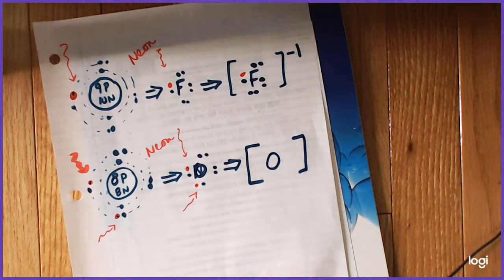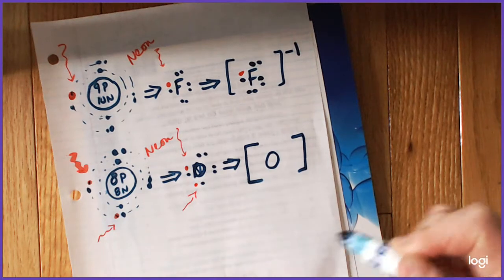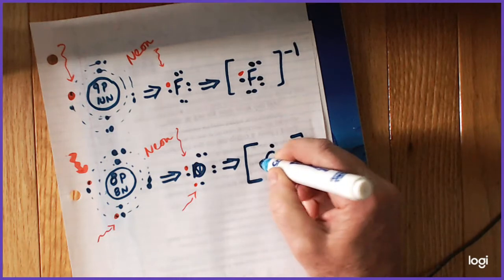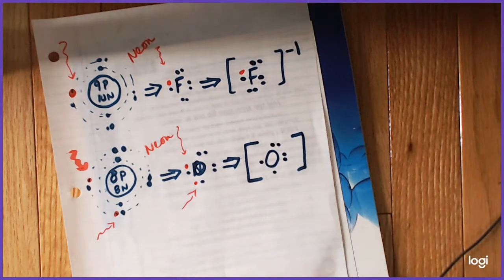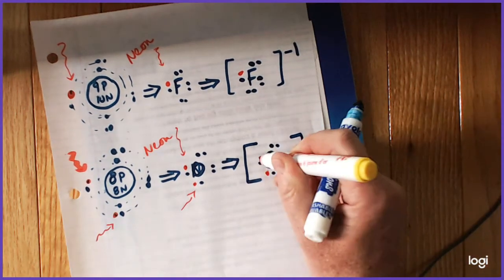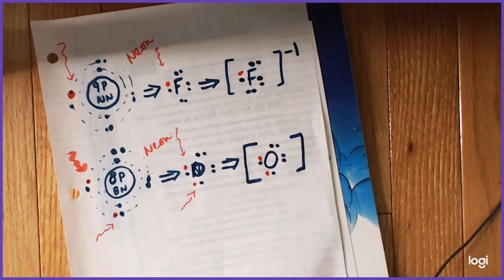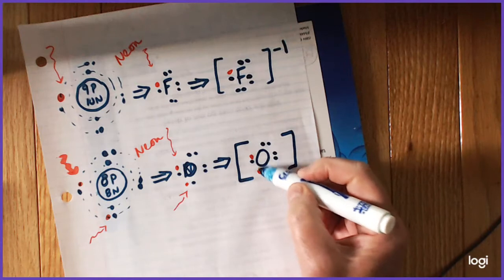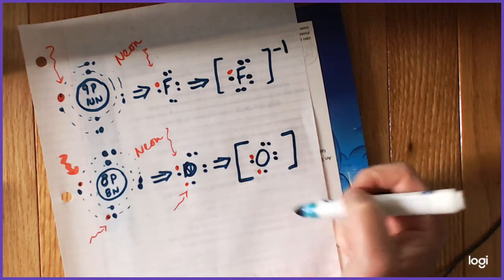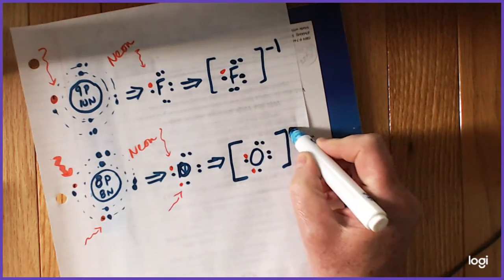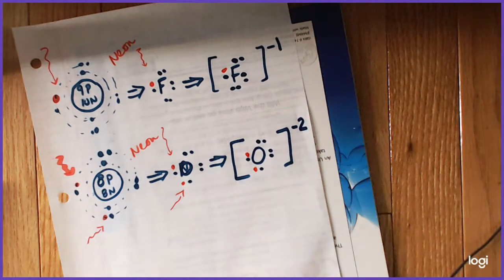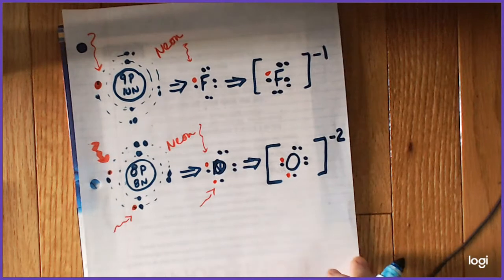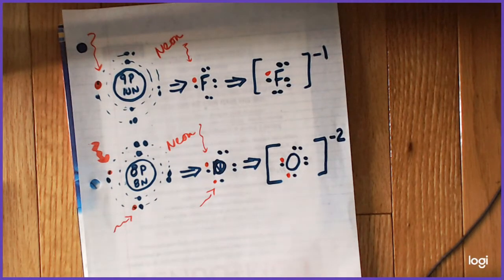And now, because its outer energy level is full of electrons, we have to draw it full of electrons. 1, 2, 3, 4, 5, 6. I'm going to do these 2 guys in red. You don't have to, but that'll just remind you that you got those 2 electrons from elsewhere. And now our overall charge, because we have 2 negative electrons that came in from somewhere, is going to be -2.